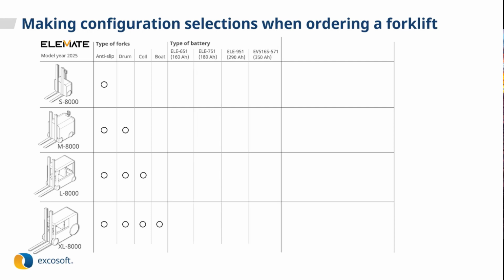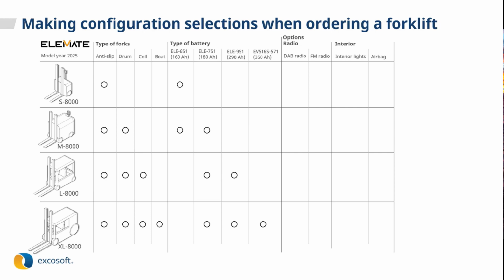Then there are different types of batteries. You have 4 different battery capacities, and the extra large has the 3 most powerful. You can select only one. For the forklifts that have a cabin, the large and the extra large, you can select if you want a radio, interior lights, and also an airbag. Isn't it cool to have an airbag on a forklift?